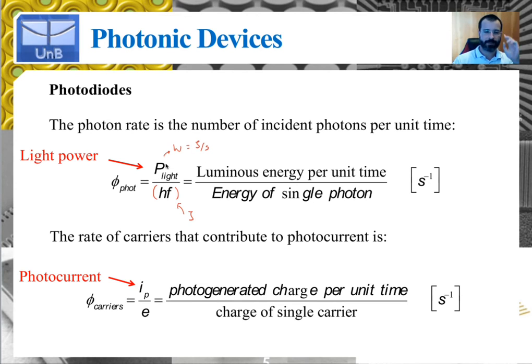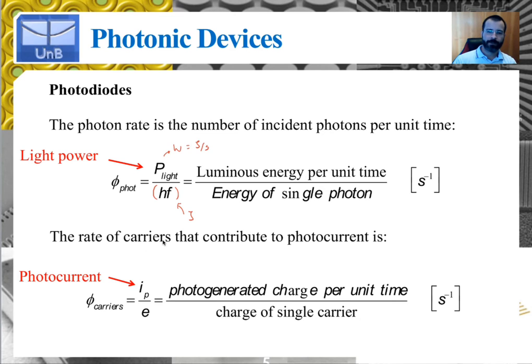Since power is the amount of joules, the amount of energy per unit time, and we divide this by the energy of a single photon, then we can find out the number of photons per unit time which is impinging on the device associated with a given amount of power. Okay, this would be the photon rate in units of per second.